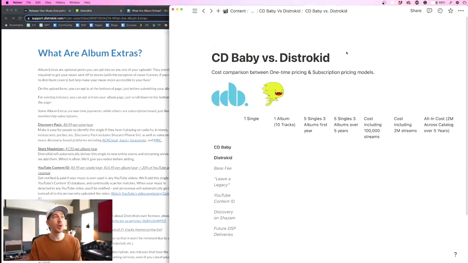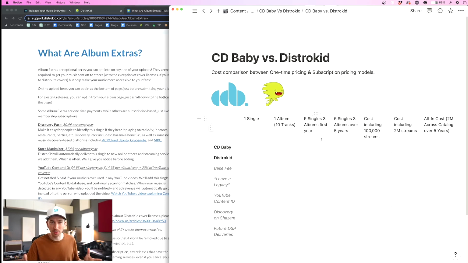And so today we are going to compare and contrast the two pricing models of CD Baby and DistroKid and put them head to head in 6 scenarios. First, it's going to be the cost of just releasing one single, then an album, assuming that there's 10 tracks, then 5 singles and 3 albums in the first year.